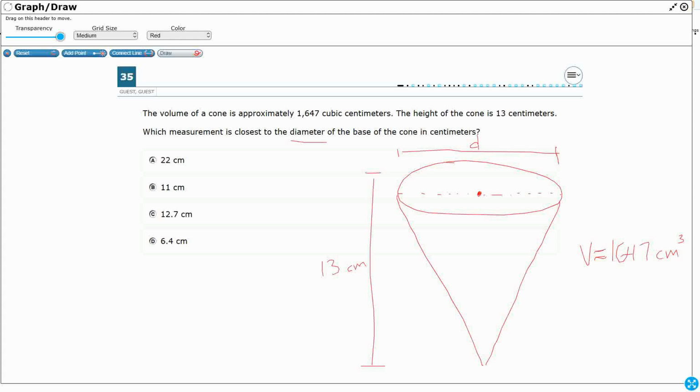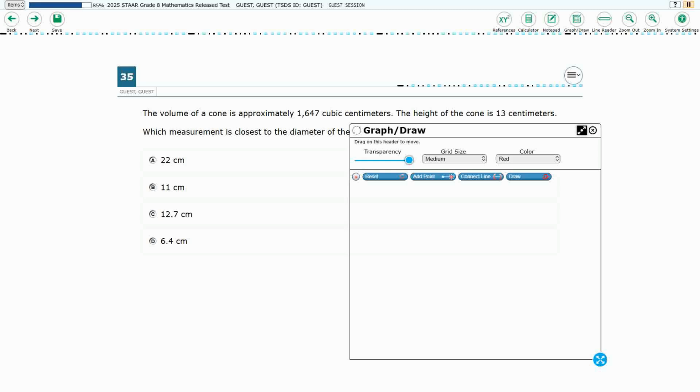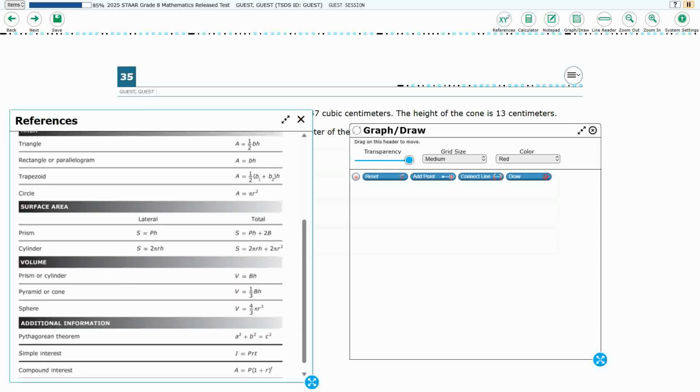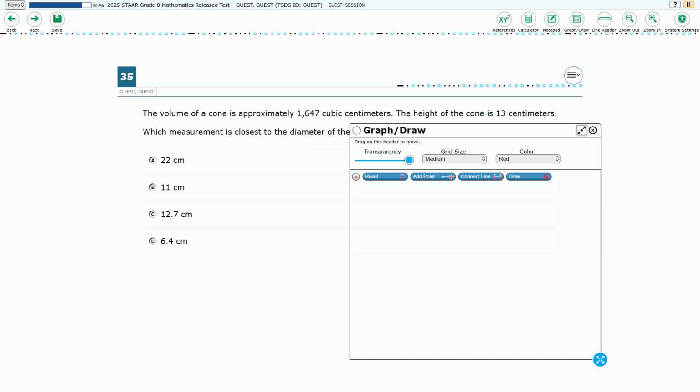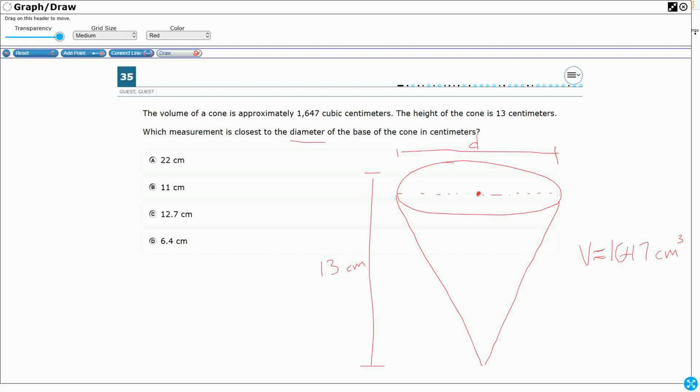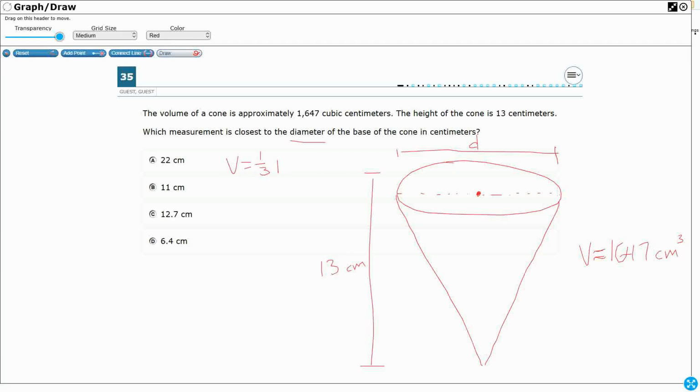All right, so what do we know about the volume of a cone? Let's look at our reference materials. We've got volume, pyramid, or cone. V equals 1/3 BH. Well, what do we know so far? We know what the volume is. The volume is 1647, so let's plug that in. So 1647 equals 1/3. I don't know the base, but I do know the height, okay? And that's going to be 13.